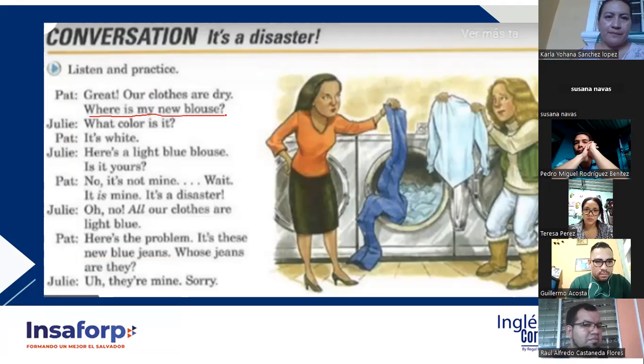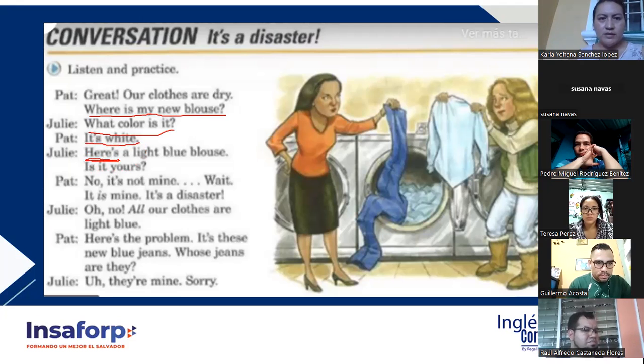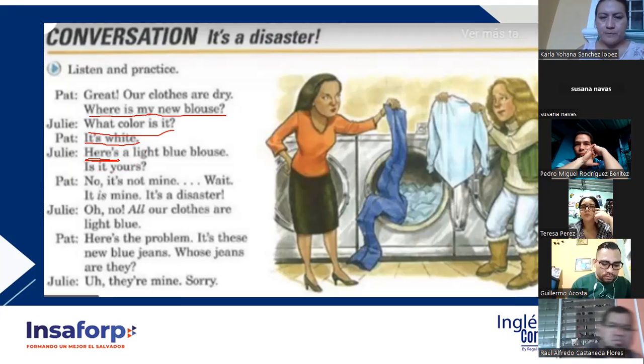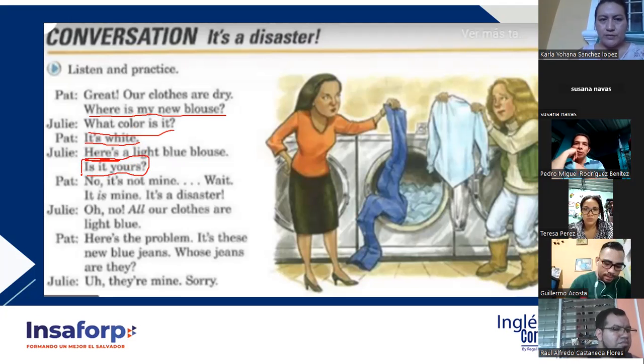Where is my new blouse? What color is it? ¿Qué color es? Y como es una cosa, it's white or it is white. Luego le pregunta, aquí hay, here's, or here is, aquí hay, here is a light blue blouse, aquí hay una blusa celeste, ¿es tuya? Is it yours?